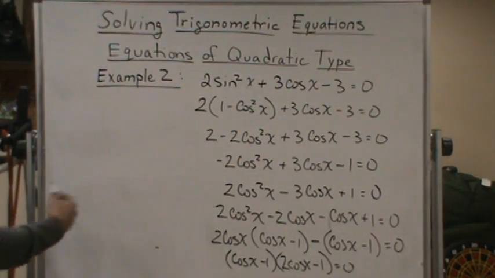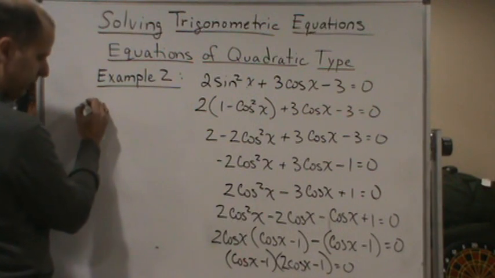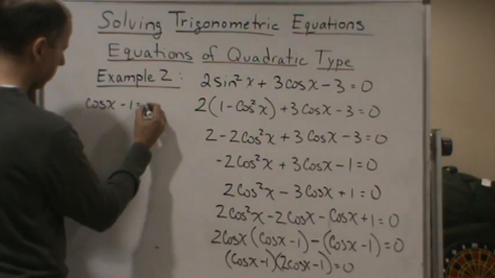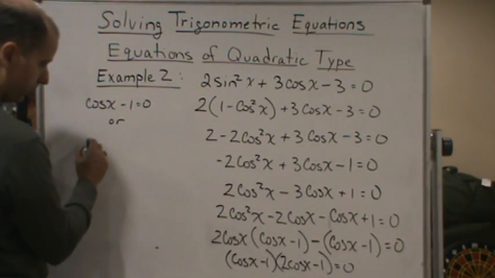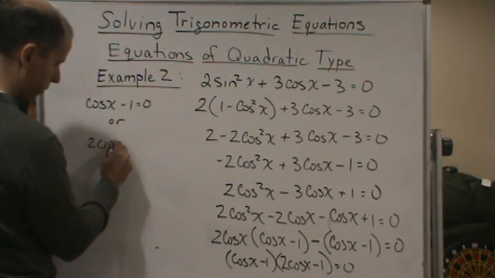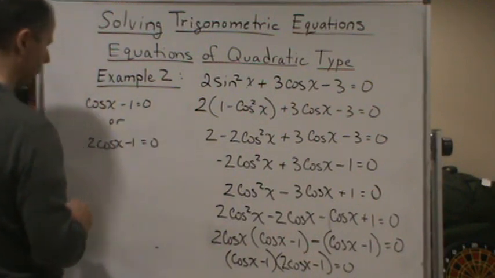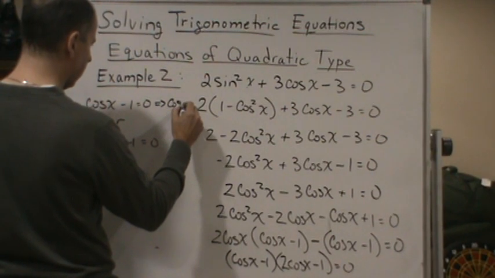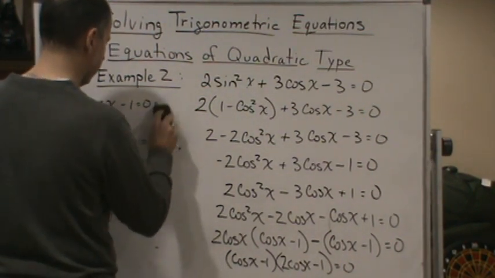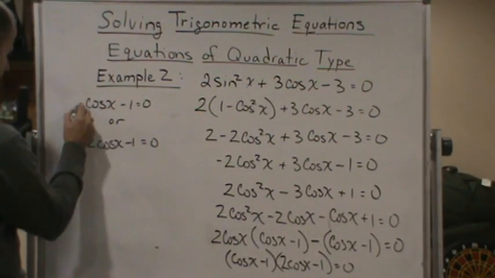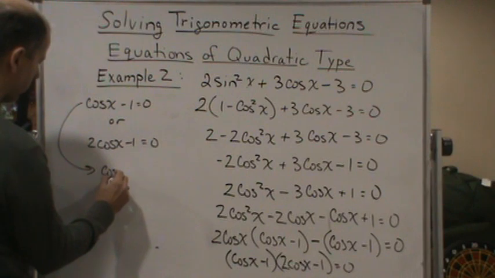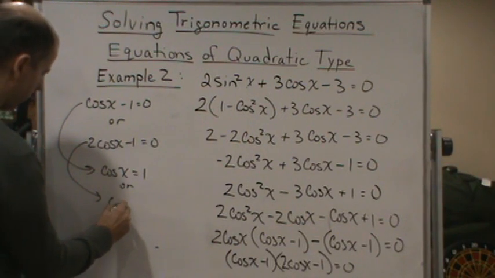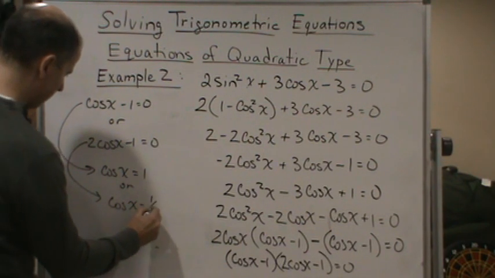And now I can use the zero product principle. So that means that cosine x minus 1 is equal to 0, or 2 cosine x minus 1 is equal to 0, which means what? Let me do it down here. So that means cosine x is equal to 1, or cosine x is equal to 1/2.